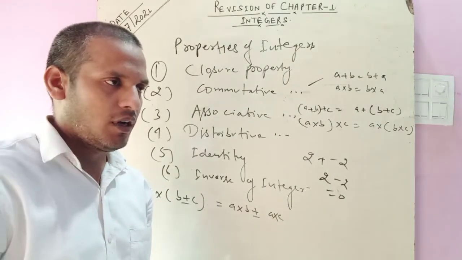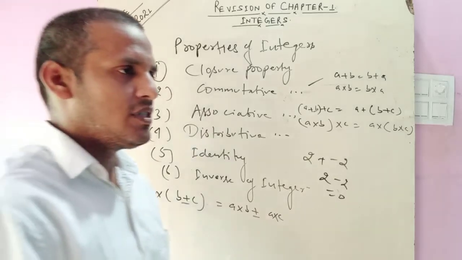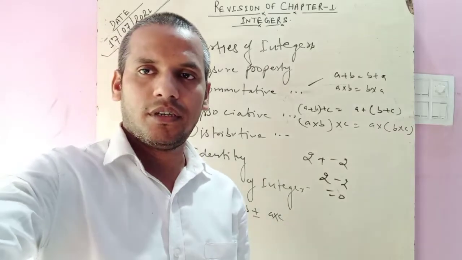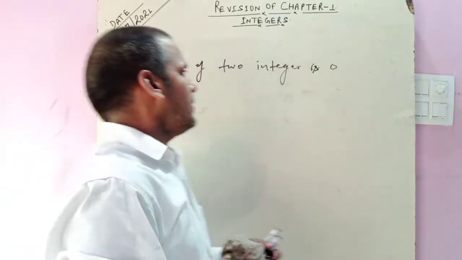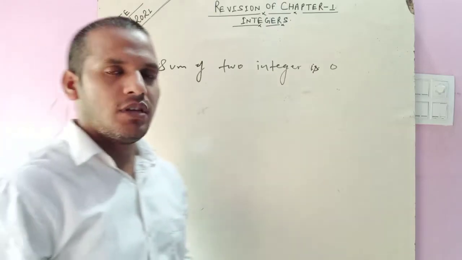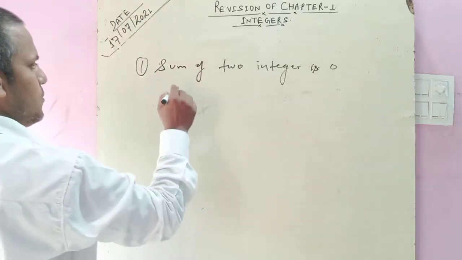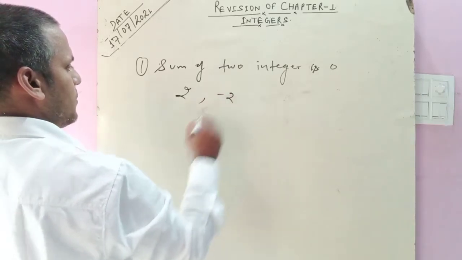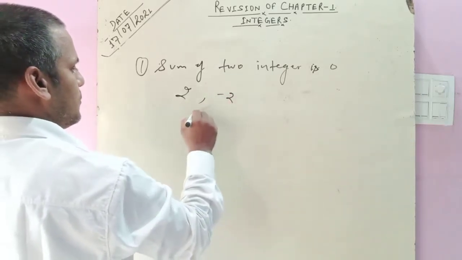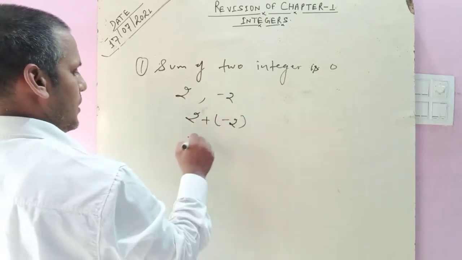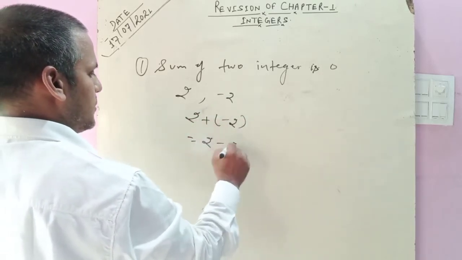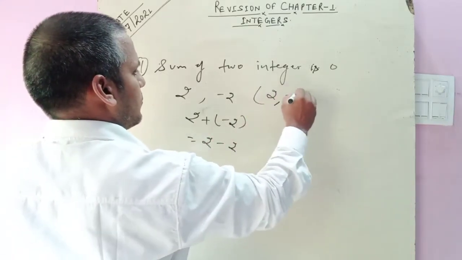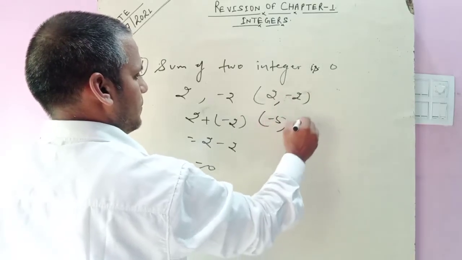How can we solve the question on the behalf of the given condition, if it is a word problem? If the question says find the sum of two integers whose sum is 0, it means we can use 2 as the first integer and minus 2 as the second integer. If we add 2 plus minus 2, we get 0. So we can write many pairs: 2 and minus 2, minus 5 and plus 5.